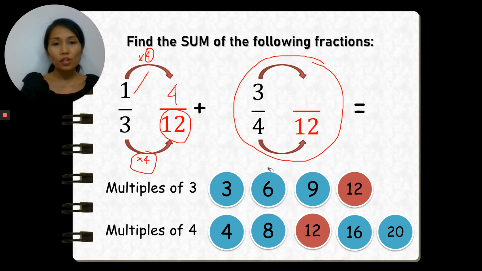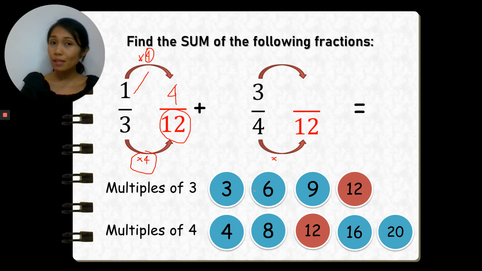Okay, let's try 4 times 4 is 16. So we cannot use 4. 4 times 3 is 12. So we use here 3 as a factor. Since we use 3 below, we use 3 above. Okay, so 4 times 3 is 12. 3 times 3 is 9.